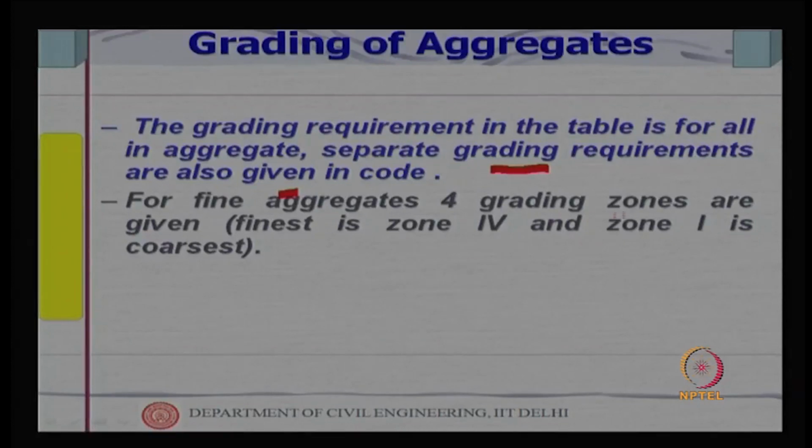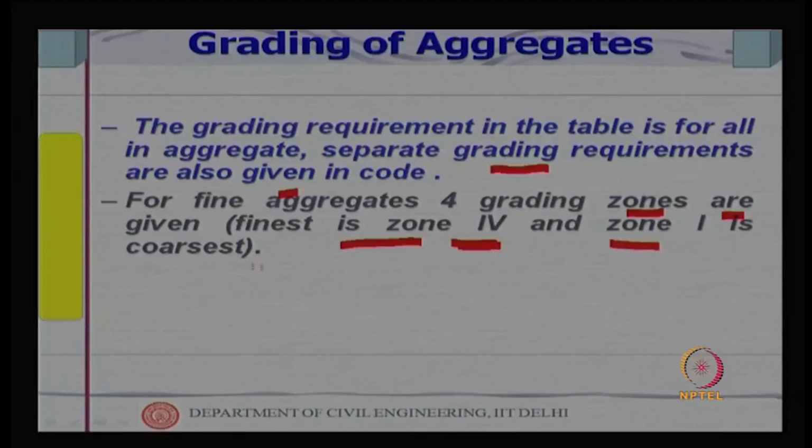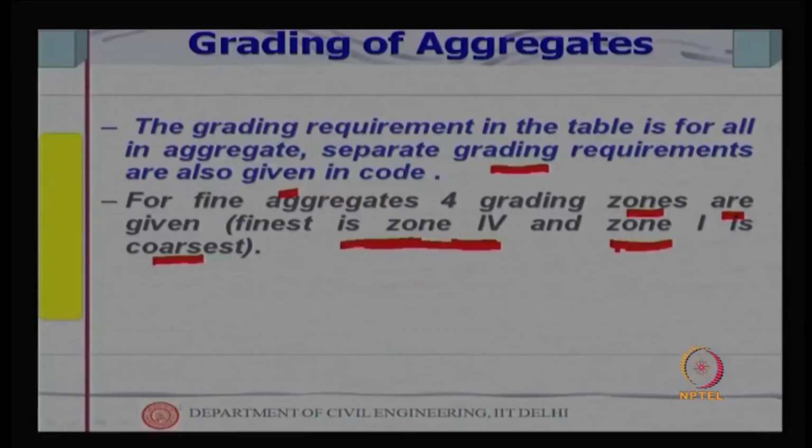For fine aggregates, we define grading zones, both in the Indian code as well as in the BS code. The finest is zone 4 and zone 1 is the coarsest, because fine aggregates quite often may be natural sand or river sand. They have their grading, with different proportions of sizes, and according to the sizes that generally prevail, 4 grading zones have been specified: zone 4 is the finest, zone 1 is the coarsest.